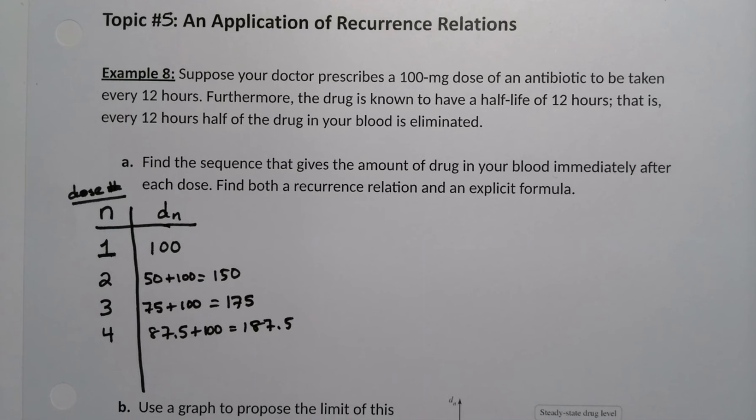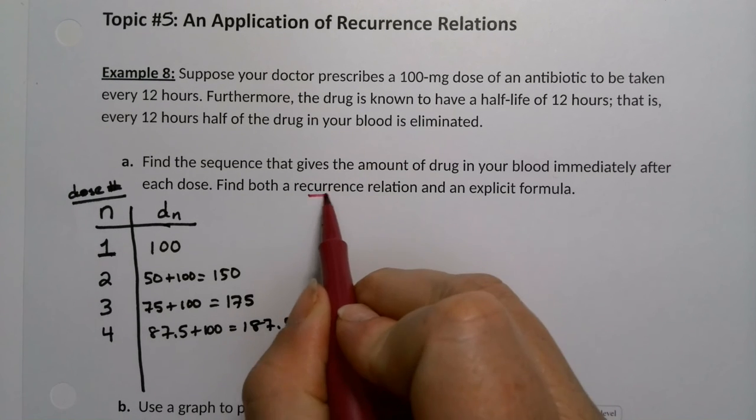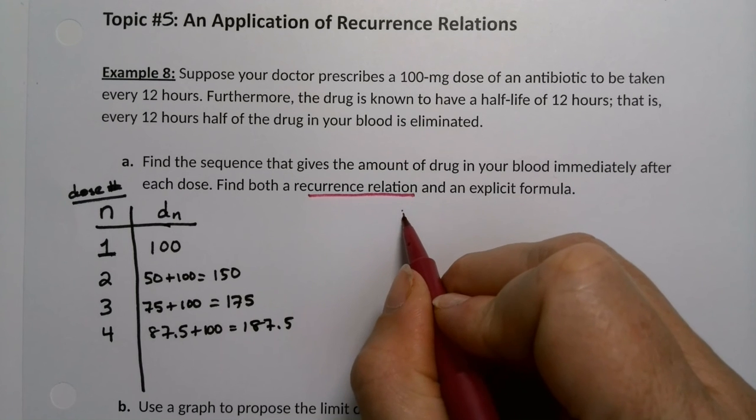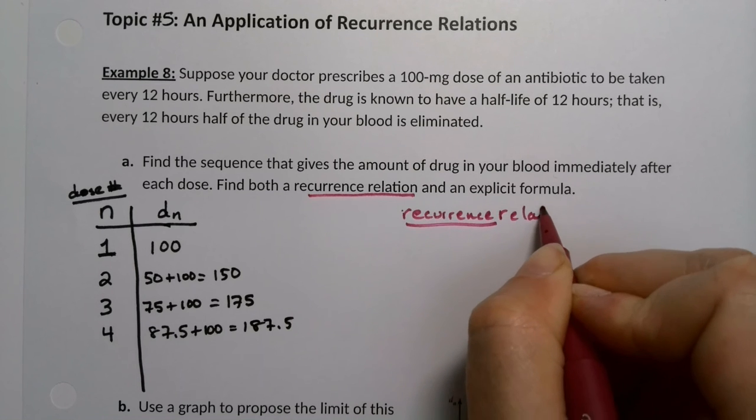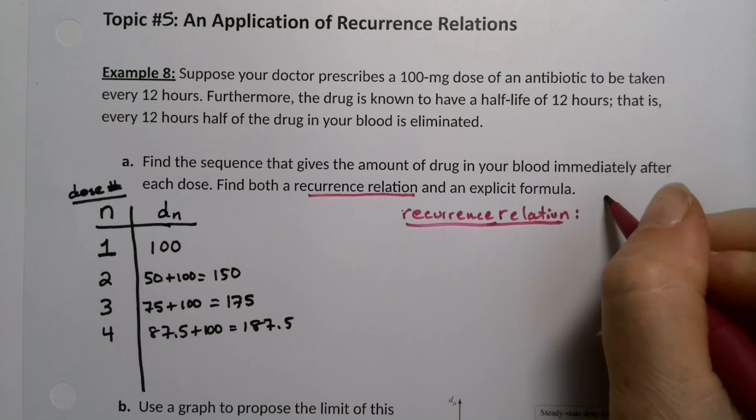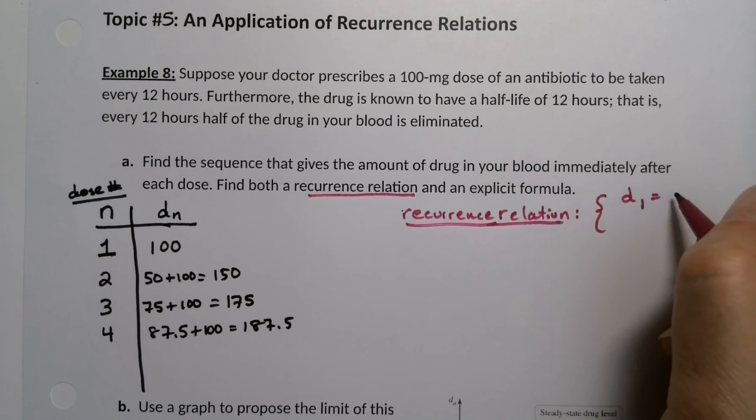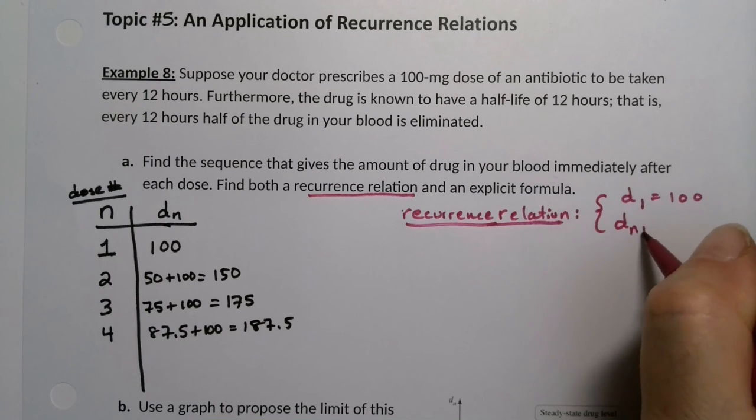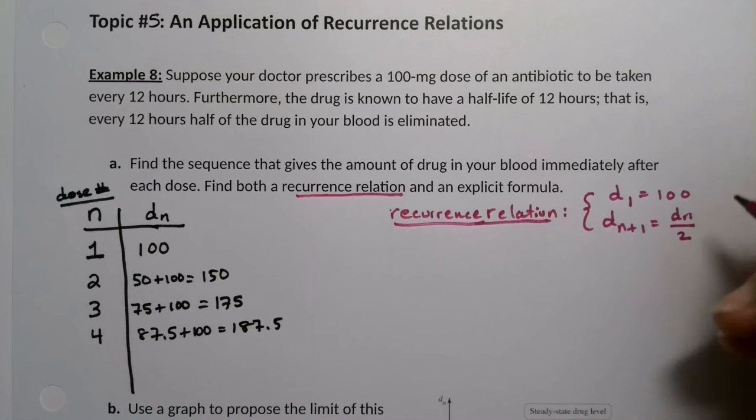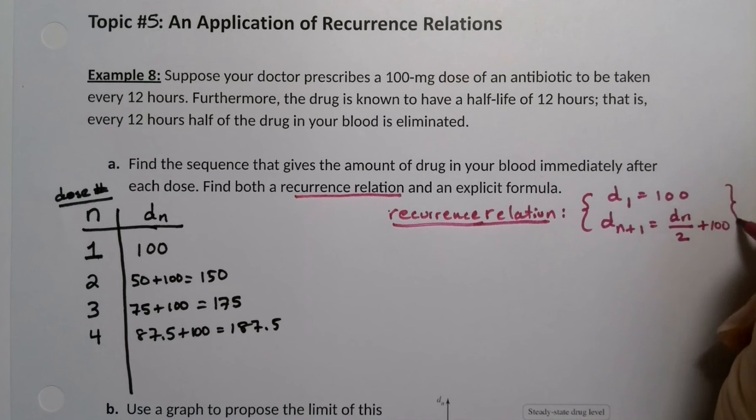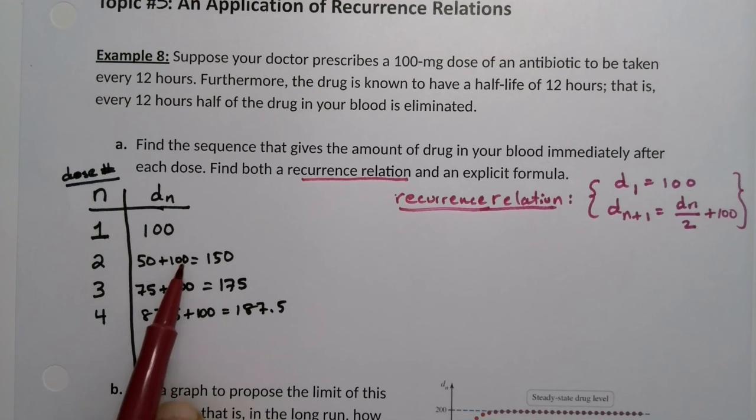Well, I think the recurrence relation is pretty obvious because we are using it in order to build this. Maybe I'm going wrong on that, but let's see if I can get you to see it. So the recurrence relation, I'll give it its full title. At dose 1, we have 100. And the next dose is the last dose divided in 2, plus 100. To find the next value, we took the last value, divided in half, and added on 100.